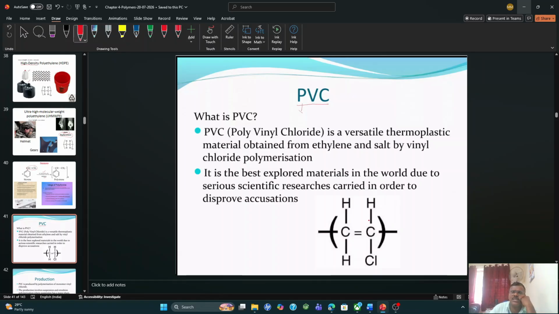P stands for poly, V stands for vinyl, C stands for chloride: polyvinyl chloride. So this is vinyl chloride, CH2=CHCl, but here it's a mistake. When it's polymerizing, you have to have the n here, and this double bond shouldn't be there. Like this also you can put it here, nothing wrong. That means the chain extends at the left side as well as at the right side.